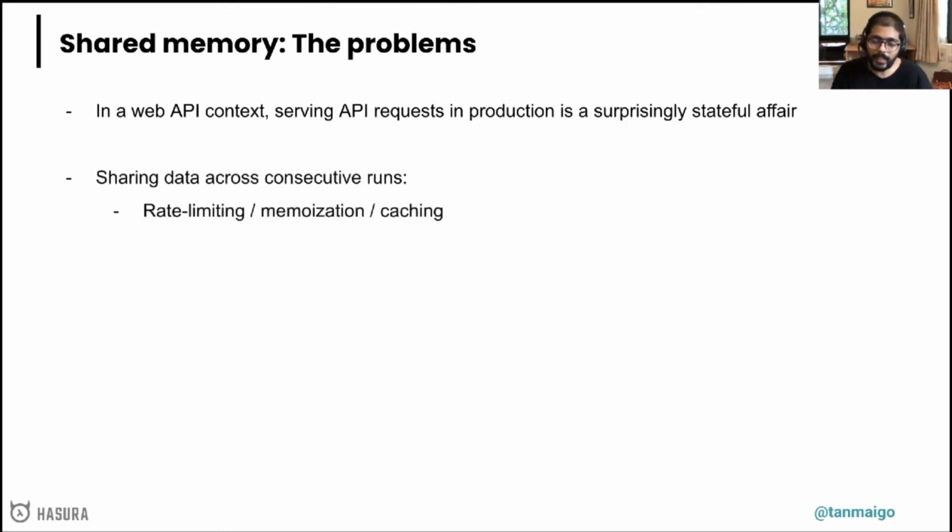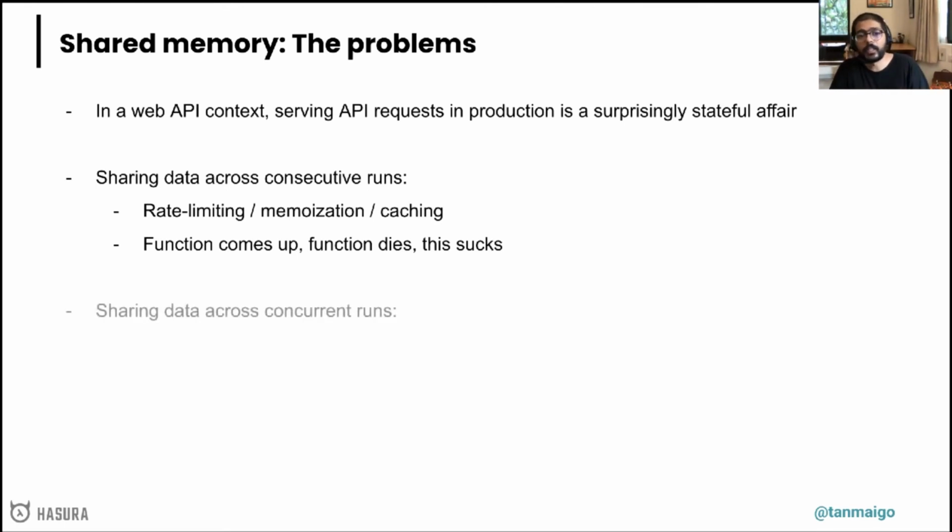And for some of the examples that we talked about, like rate limiting or memoization or caching, right? The fact that a function comes up and then dies sucks, because you don't have any place to persist this data in memory, right? You can't memoize stuff. You can't increment a counter. You can't decrement a counter and then keep that around, right? You can't maintain an in-application server timer, right? And of course, we talked about why you can't, for example, share a connection pool, which are things that you can do.